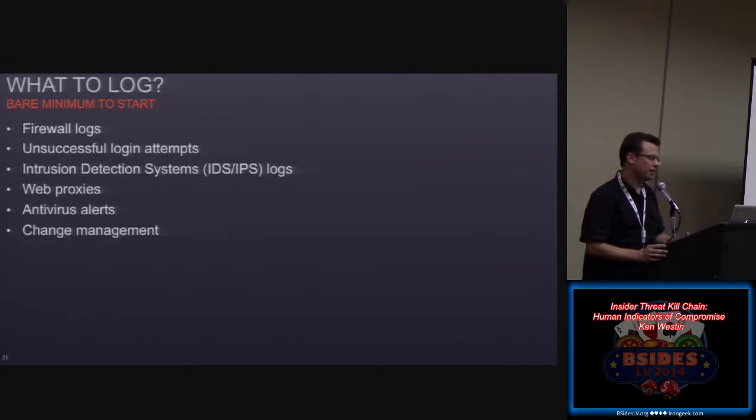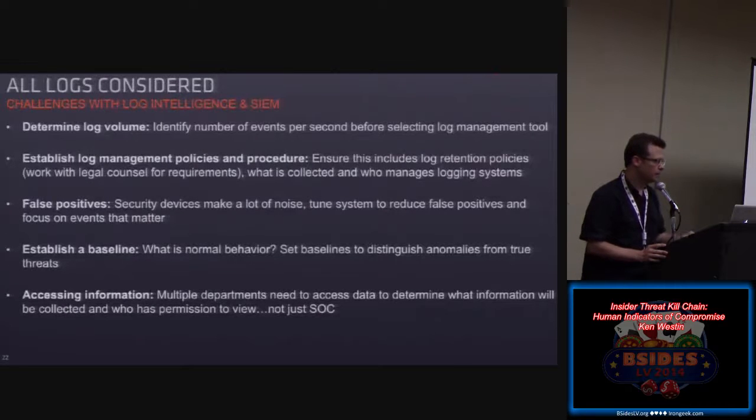IDS should be deployed not just on the outside and the perimeter, but also inside. Actually, I've got an example of where Nmap can be detected if someone's running an internal scan. If Joe in accounting is running Nmap scans, that might be a little questionable. You want to look at web proxies, antivirus alerts, and then anything around change management, any configuration changes. You want to determine your log volume to start out with.